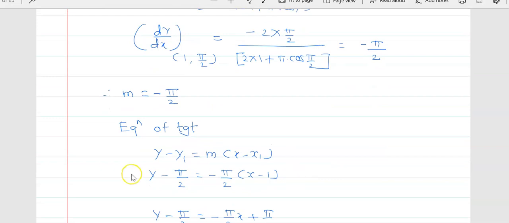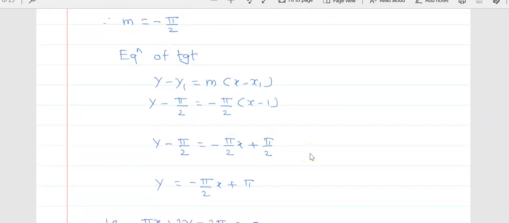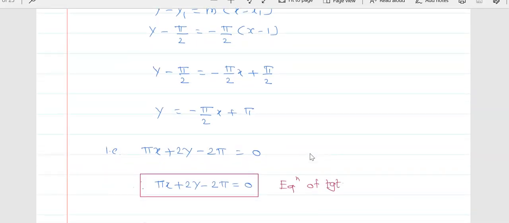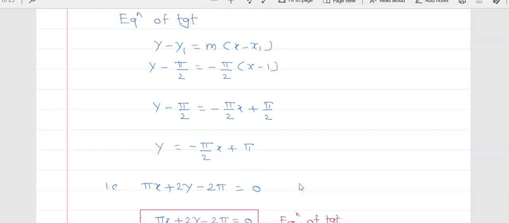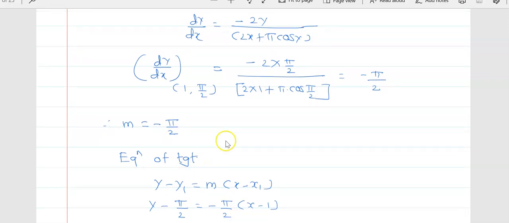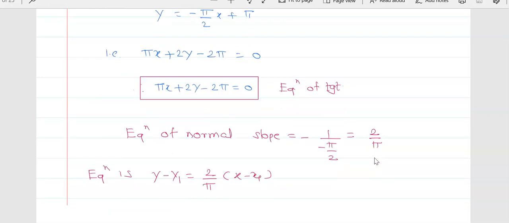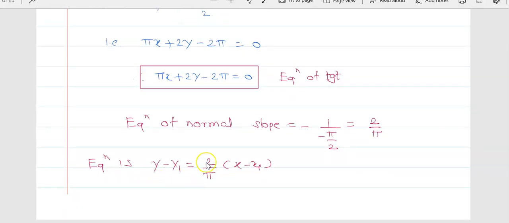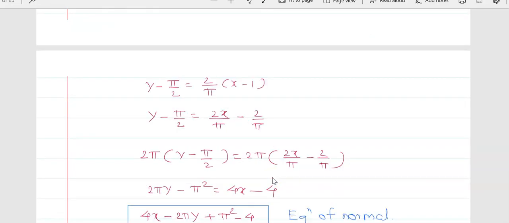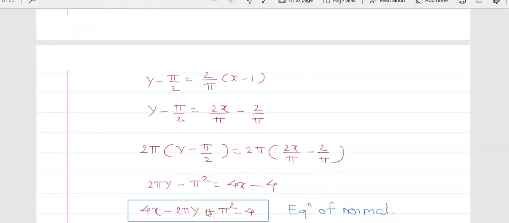Now the equation of the tangent is y minus y1 equal to m times x minus x1, you can solve it. After simplifying, you get the equation of the tangent as pi x plus 2y minus 2 pi equal to 0. Now the equation of the normal: the slope of the tangent is minus pi by 2. Its slope is the negative reciprocal, that is minus 1 upon minus pi by 2, equal to 2 upon pi. Therefore, the equation of the normal is y minus y1 equal to 2 upon pi in bracket x minus x1. After simplification, you will get this as the equation: 4x minus 2 pi y plus pi square minus 4 equal to 0.